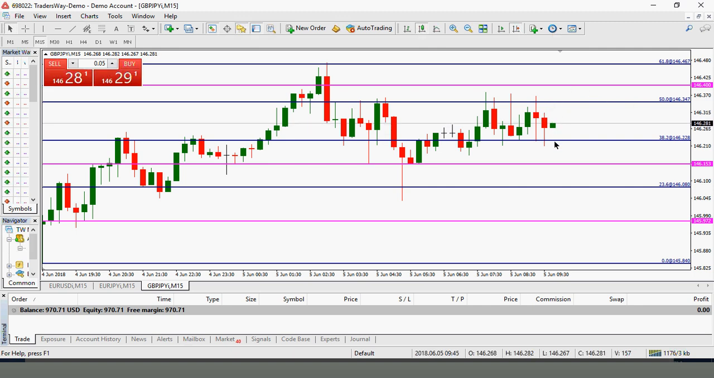And then going downward, I will look for a break below this fib line at 146.118 to enter into a sell. And like I said, I'll use RSI as confirmation.